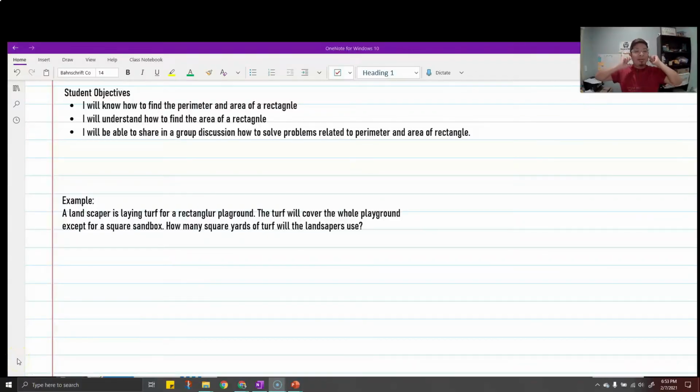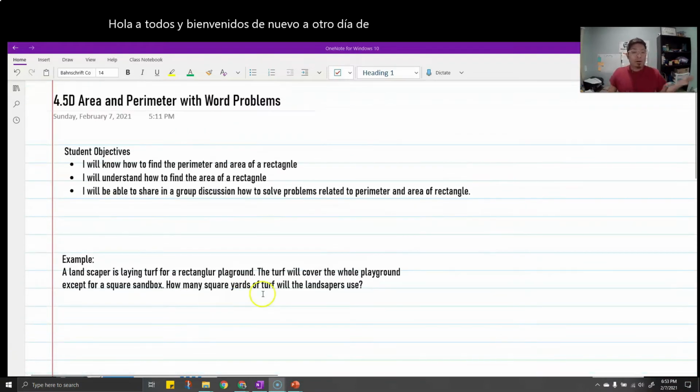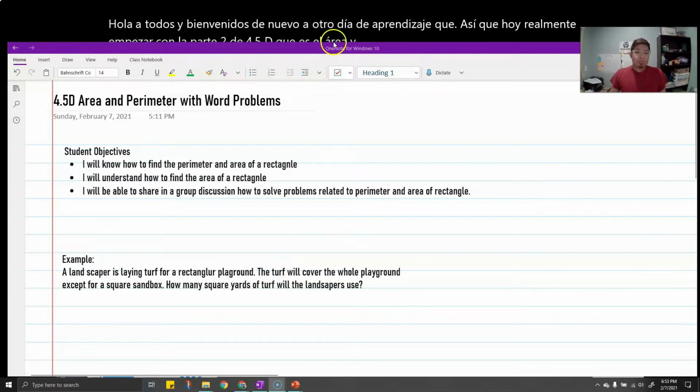Hello everyone, and welcome back to another day of learning math. So today we're going to get started with part 2 of 4.5D, which is area and perimeter with word problems.